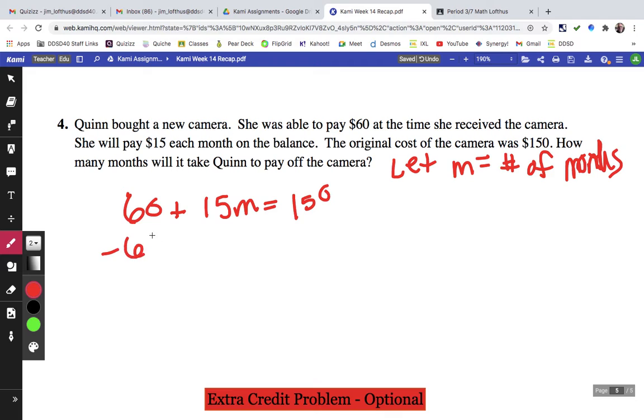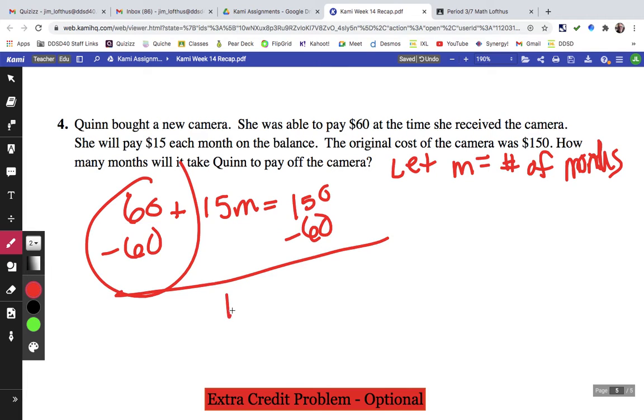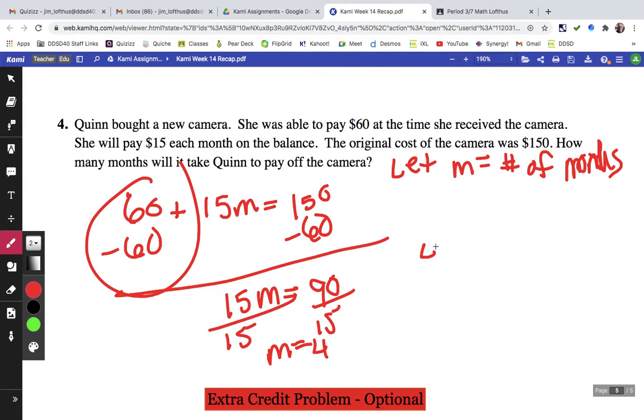And we want to know when this gets all the way up to 150. So we're going to subtract 60 from both sides. That creates a 0. 15M is equal to 90. We're going to divide by the $15 she pays each month, and that's 6. So it's going to take 6 months.